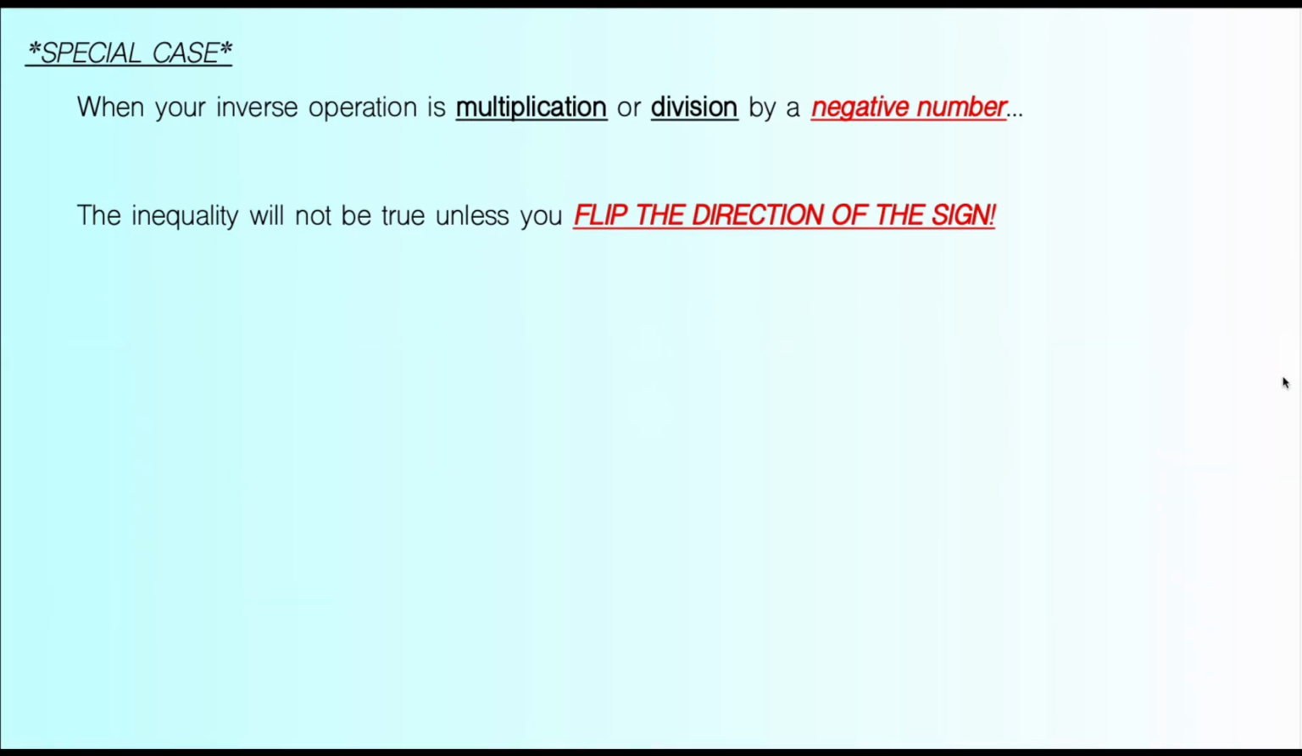First off, you might have two questions. One, what the heck? And two, why? Why would you have to flip the sign? Well, let's look at a very, very basic example to try to prove this to you. If I had the inequality -4 is less than 6, is this inequality true? Most certainly. -4 is less than 6.